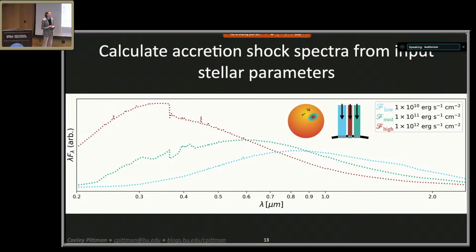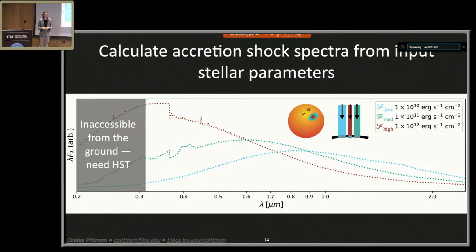So here's what these spectra actually look like. So spectra for the high, medium, and low energy flux density columns. You can see that the higher the energy is, the shorter the peak of the emission. So the highest energy emission peaks in the near ultraviolet, whereas the lowest energy emission peaks near the near infrared.